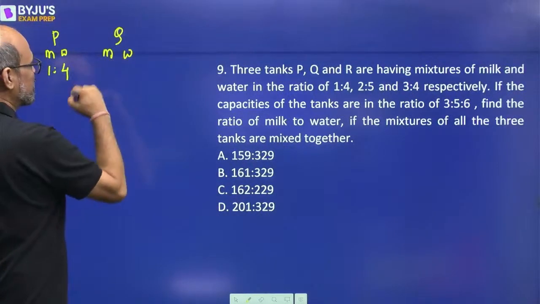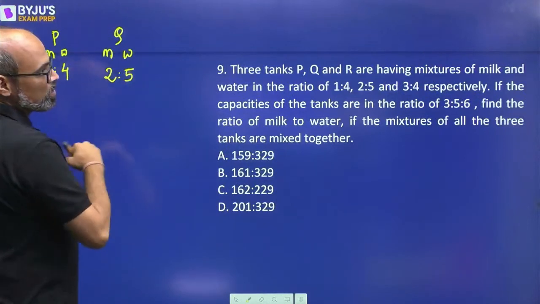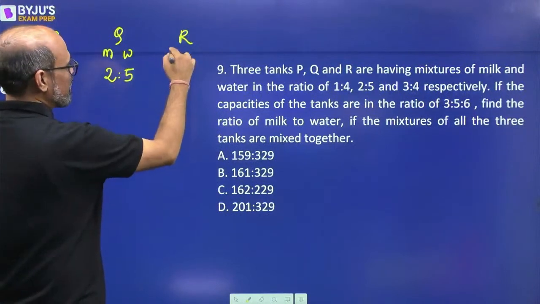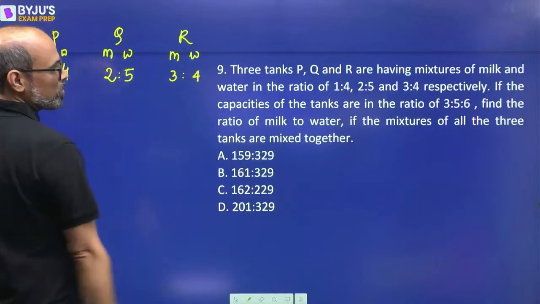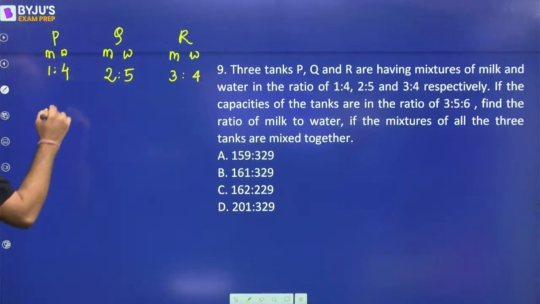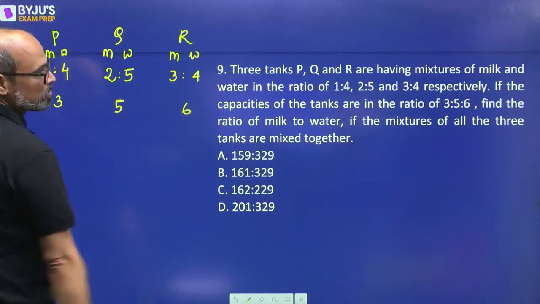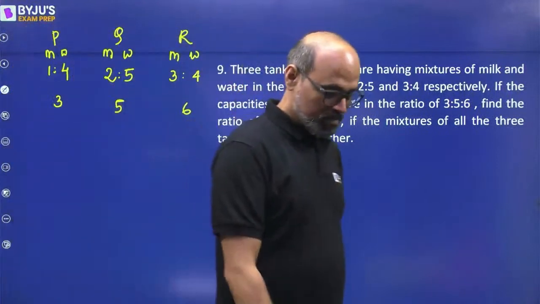We have milk and water in the ratio 2:5. And we have tank R where milk and water again are in the ratio 3:4. The volumes of these tanks are in the ratio 3:5:6. Find the ratio of milk to water if the mixtures of all the 3 tanks are mixed together. So this can be solved again in a lot of different ways.